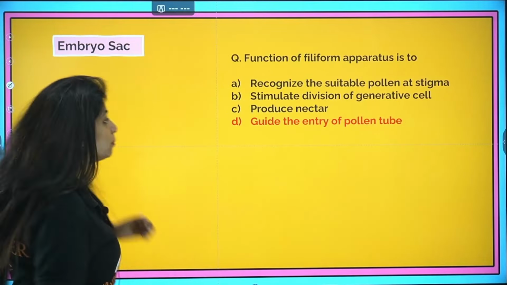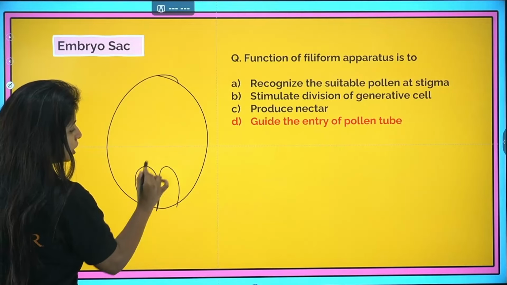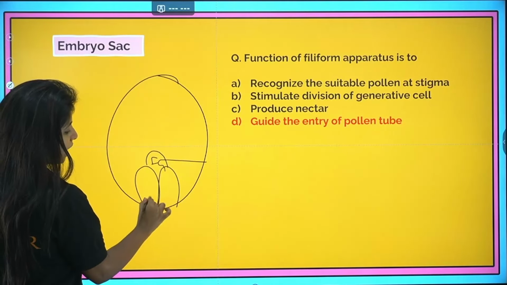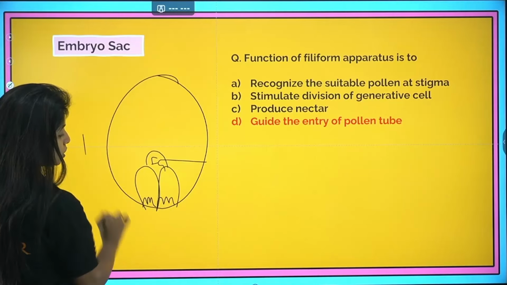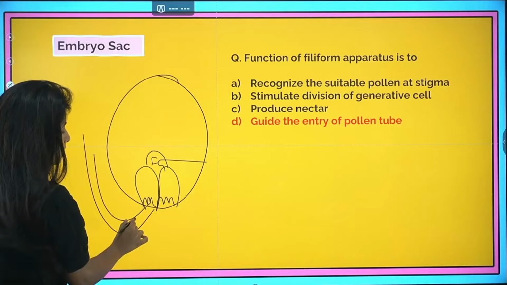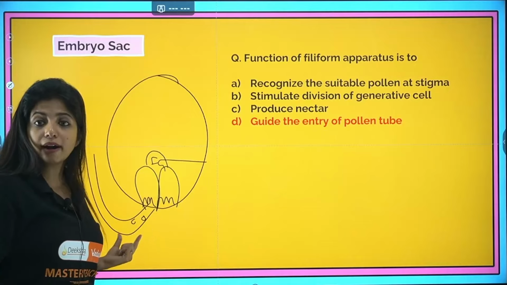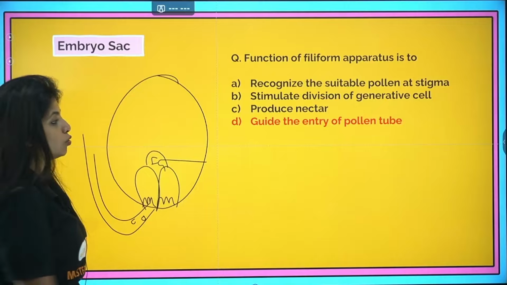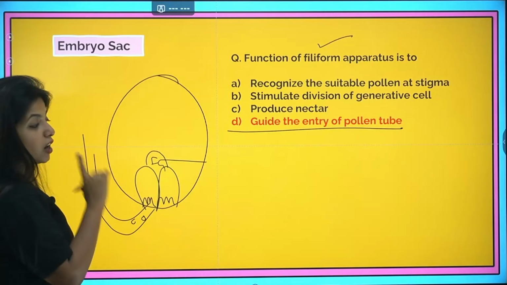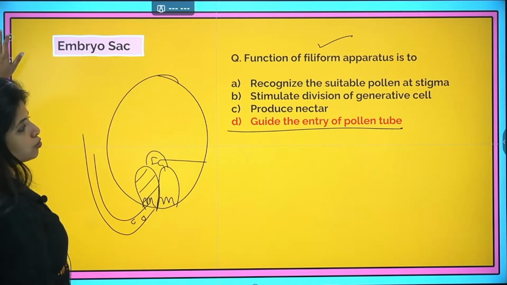Where do you find the filiform apparatus, my dear children? You know there is the embryo sac, and in the embryo sac there are synergids, and then there is the egg cell, that is the female gamete. These synergids have a structure known as the filiform apparatus, which is going to guide the pollen tube, saying, hey, you have to come through this so that you can meet the egg cell, because the pollen tube is going to carry the male gametes. So to guide the entry of the pollen tube, you have the filiform apparatus in the synergids. And always remember, when the pollen tube goes in, one synergid is going to degenerate also.